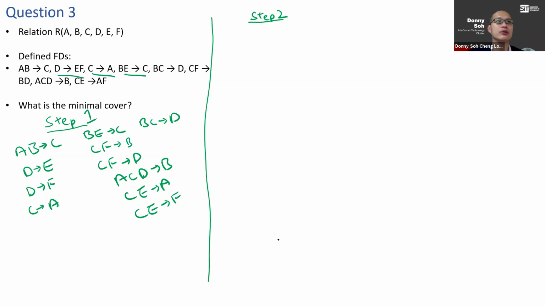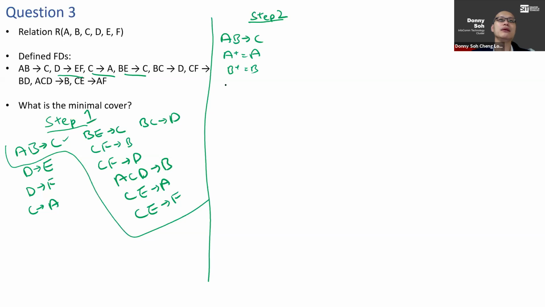The second step is, I wrote all these here because I need to check if there is anything here that is redundant or not. Okay, let's go through this one by one. Let's try AB implies C. Over here are all the two-value ones, which are easier to check. A closure is equal to A. B closure is equal to B. So this is okay. BE implies C. Actually, you can notice that B and E don't appear on the left-hand side. So this is also okay.